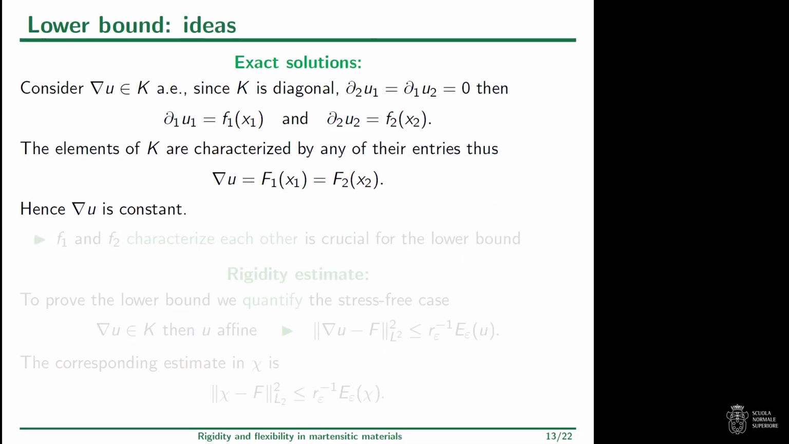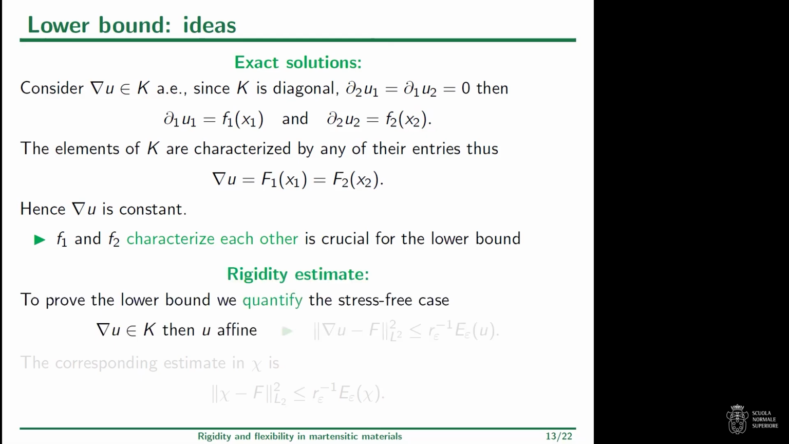But now if the first entry depends only on x1, then the full matrix depends only on x1, because if you know the first entry, then you know the matrix. So the full gradient is a function of x1 only, but for the same reason, the full matrix is a function of x2 only as well. So this means that the gradient is constant. This is somehow super naive, but it's an ingredient that we're going to use heavily in the lower bound: the two diagonal entries of the Tartar square characterize each other, in the sense that there is a one-to-one correspondence between them.